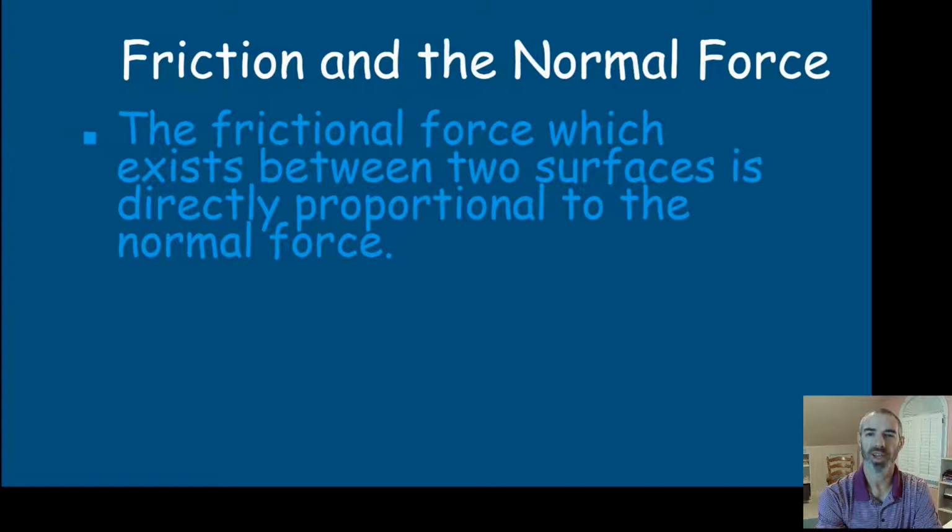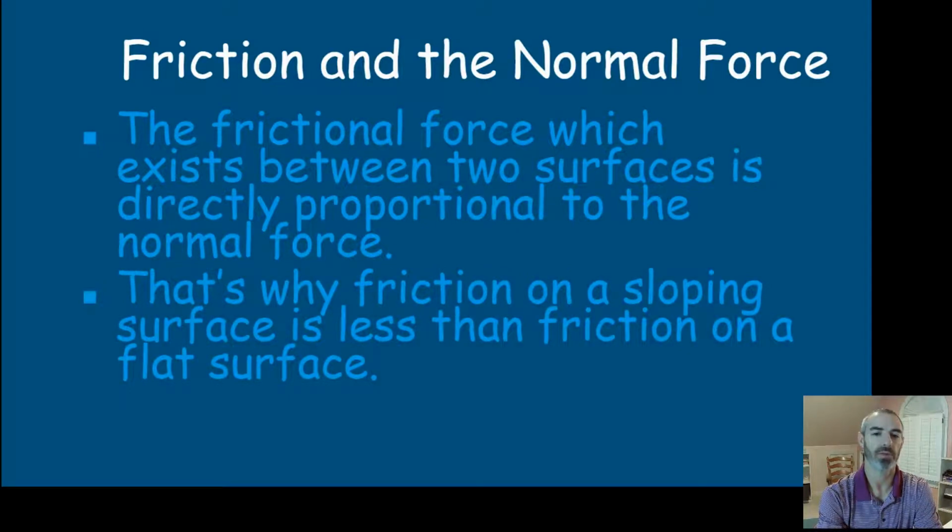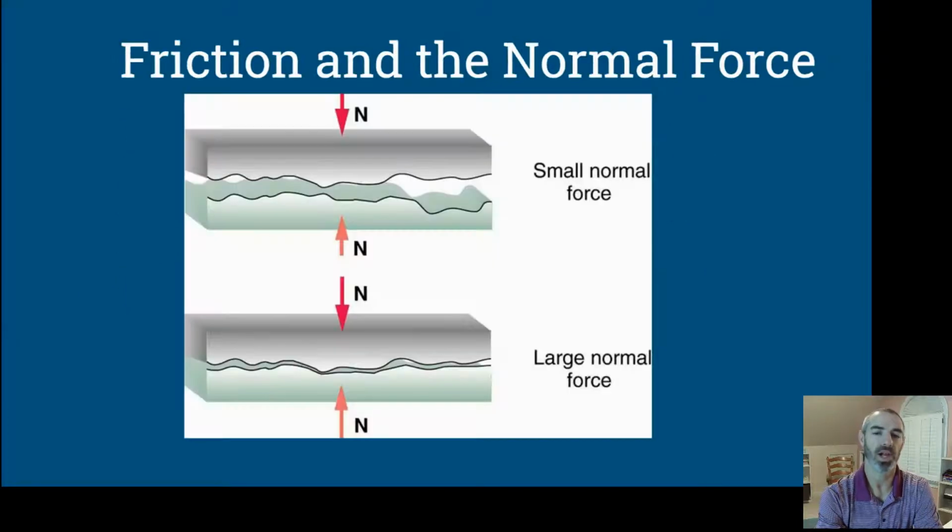Now, the normal force affects this because the frictional force and normal force are directly proportional to each other. So the bigger the normal force, the bigger the frictional force. That's why friction on a sloping surface is less than friction on a flat surface. As you incline a ramp, the normal force decreases. It becomes mg cosine theta.